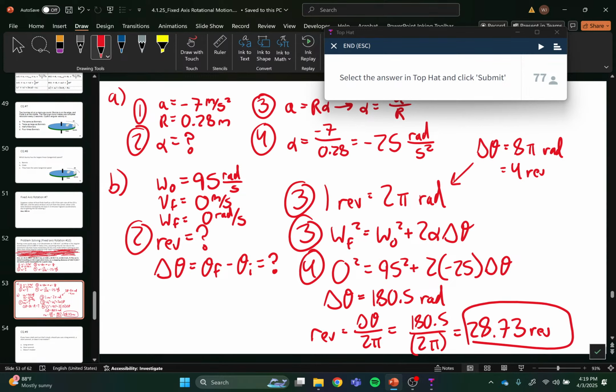All right, we'll keep working on this one. I know this might seem like a lot, but really the only new skill here is to go from angular to linear, multiply by r, and 1 revolution is 2 pi. Now, we'll keep doing this, and at some point, if you're cool with kinematics, you'll be cool with this.